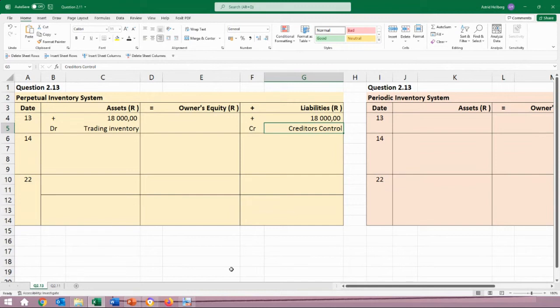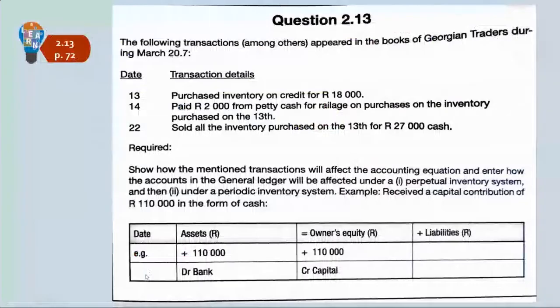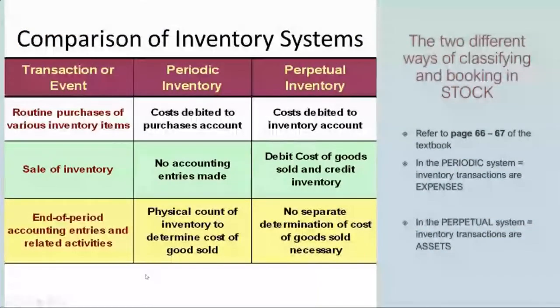What account does it go to when we do a periodic inventory system? I'm going to put something up and then you can tell me. Okay, based on the slide, if we do a periodic inventory system and we purchase something, where do we take it?